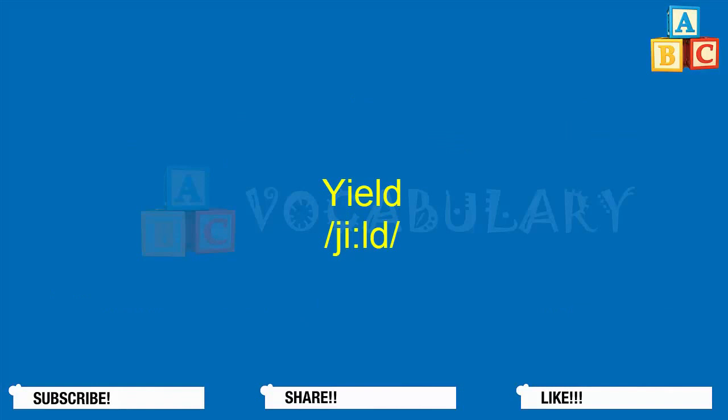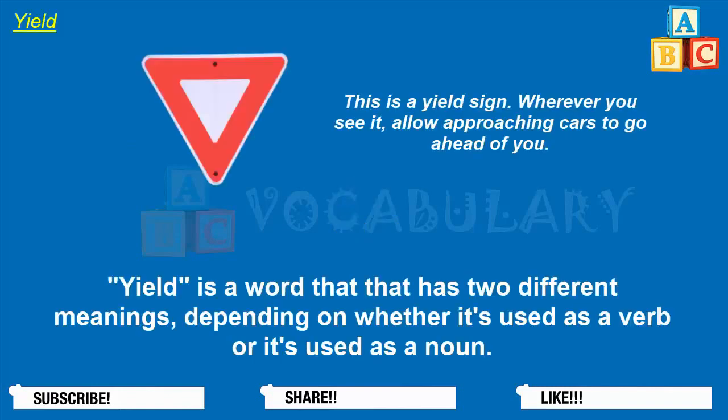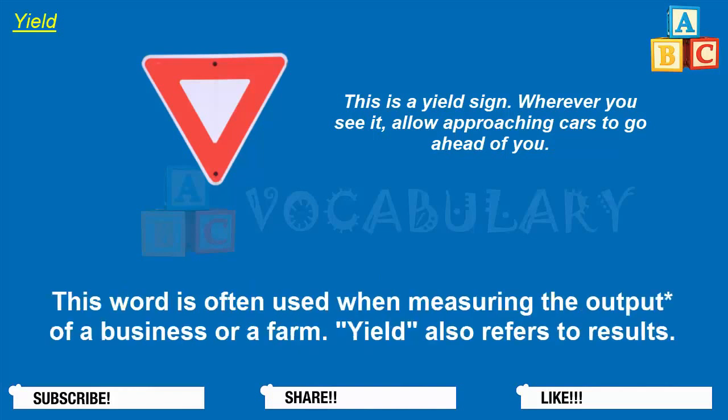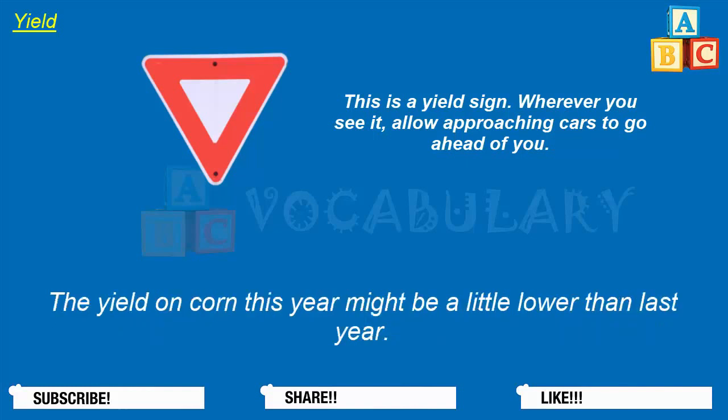Yield. Yield is a word that has two different meanings depending on whether it's used as a verb or it's used as a noun. This word is often used when measuring the output of a business or a farm. Yield also refers to results. The yield on corn this year might be a little lower than last year.